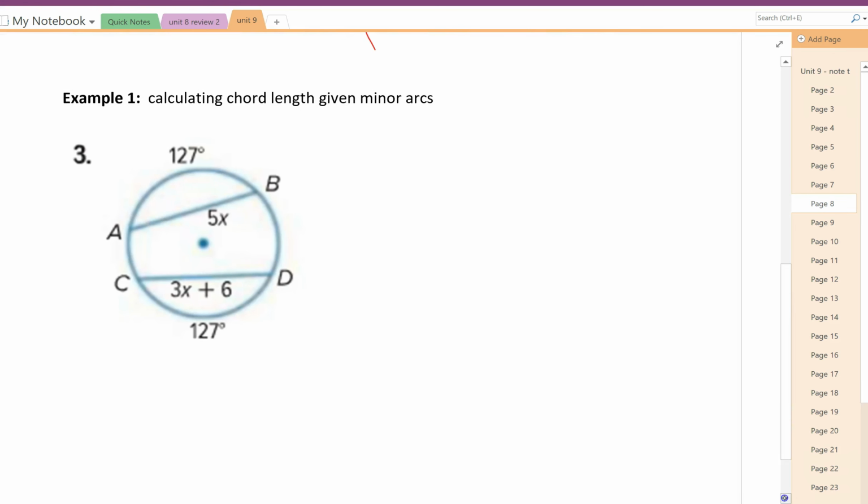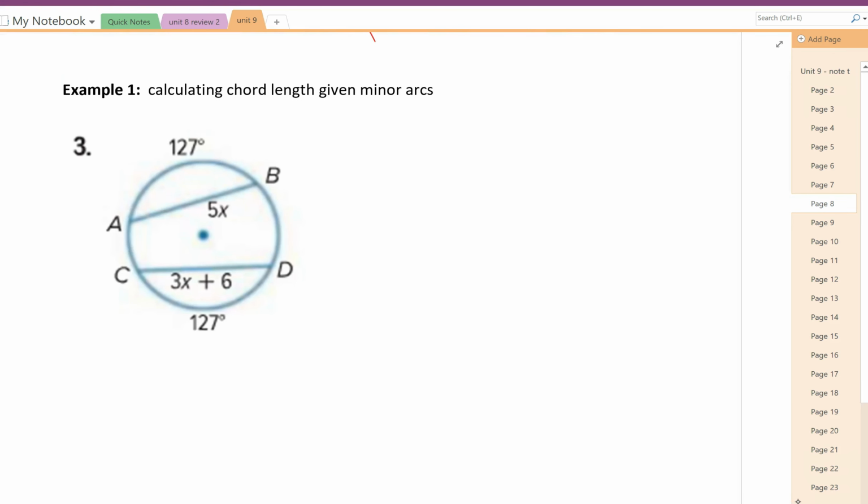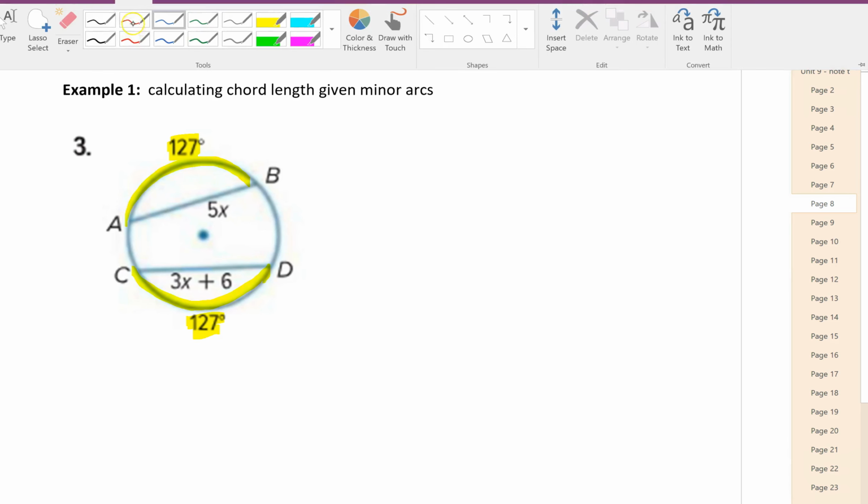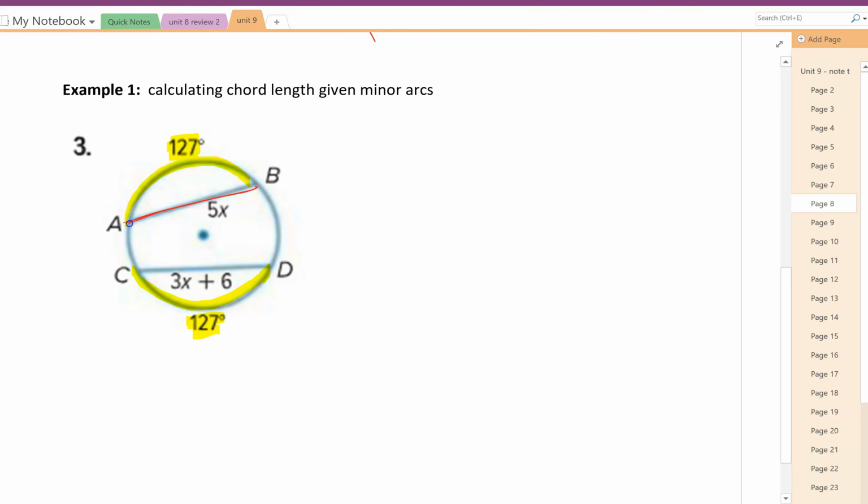So let's actually do an example of that, and hopefully it'll make more sense. On this example right here, I'm told that these two minor arcs, minor arc AB and minor arc CD, are both 127 degrees. That means that the two chords that created those minor arcs, in this case A to B and C to D, have to be the same as well, right? Chords that create congruent minor arcs are themselves congruent.